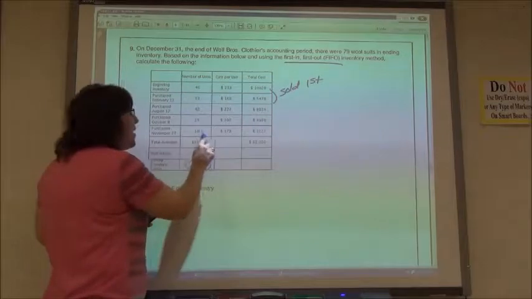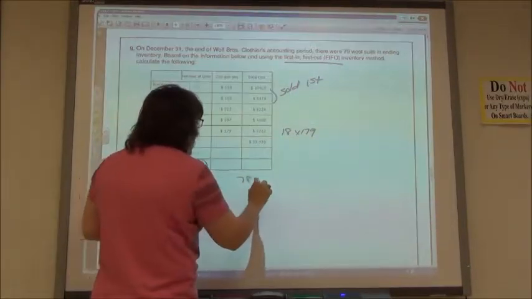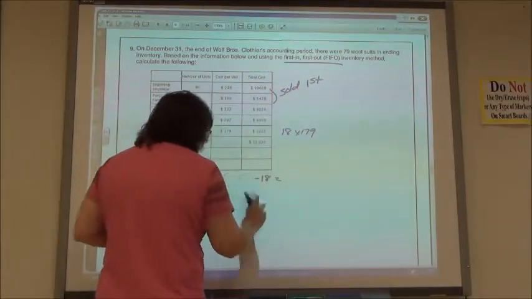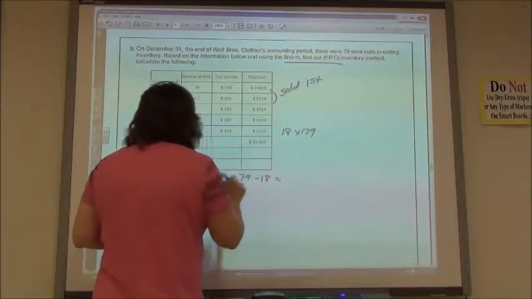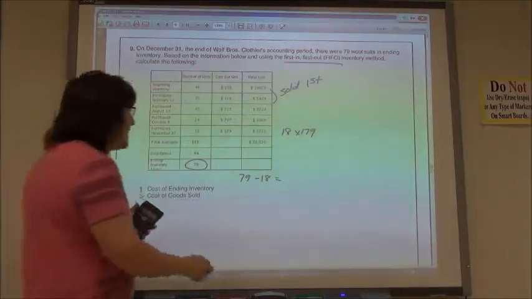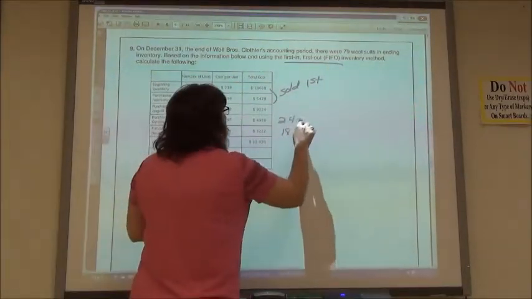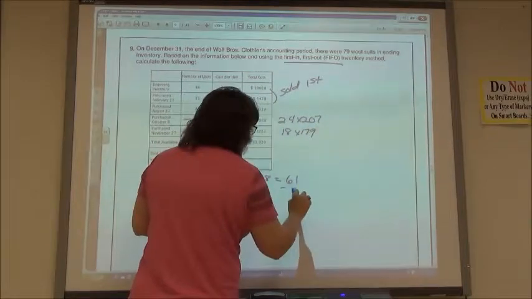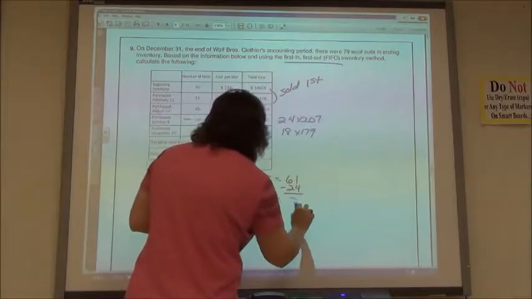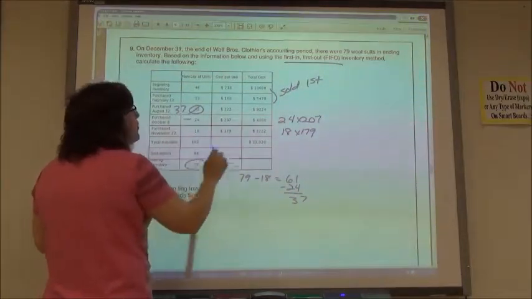So that means I had all 18 of these ones. 79 minus 18. Right, I had 79 there. 79 minus 18 gives me 61. So I have all 24 of those left. 61 minus 24 means I have 37. Here I had 42, but I only have 37 of those left.